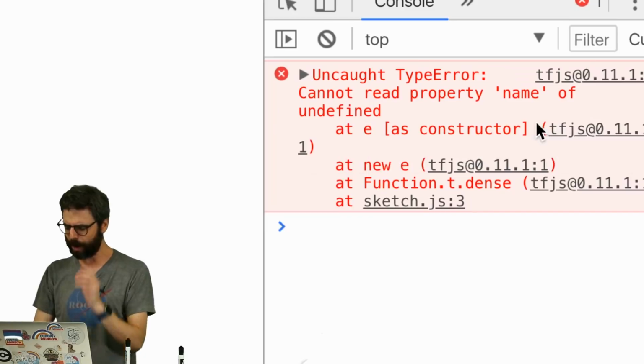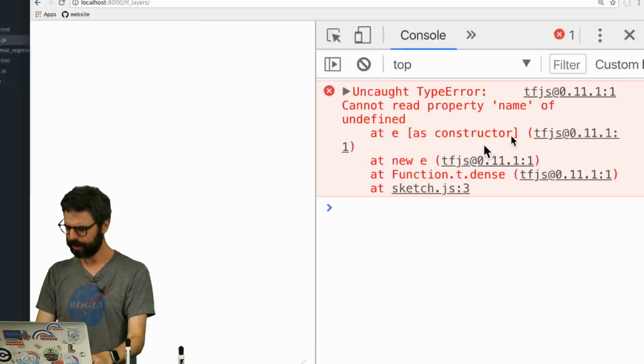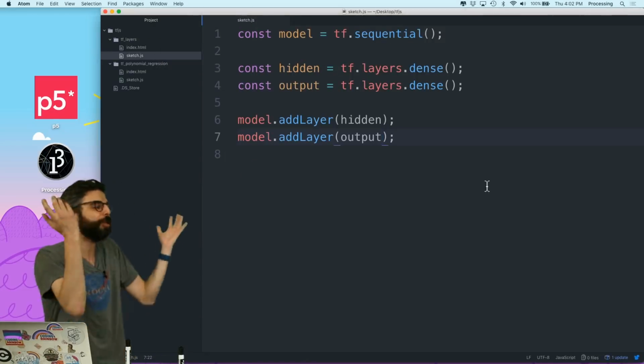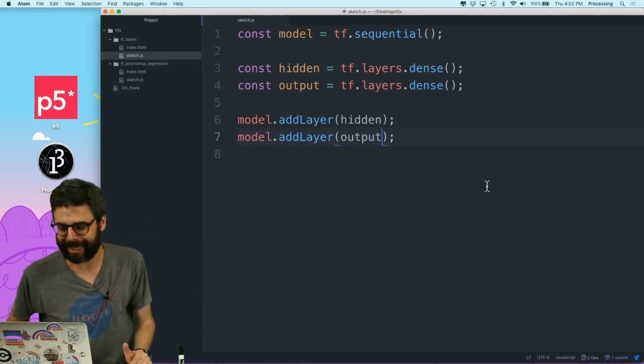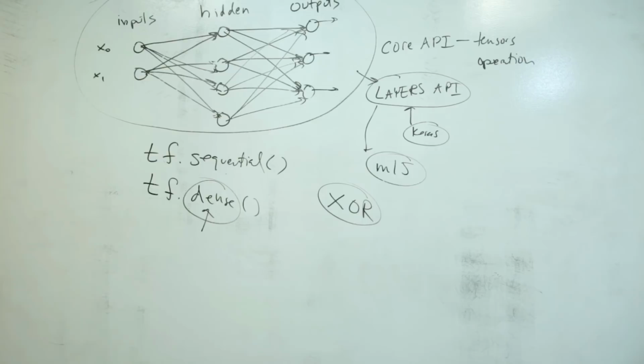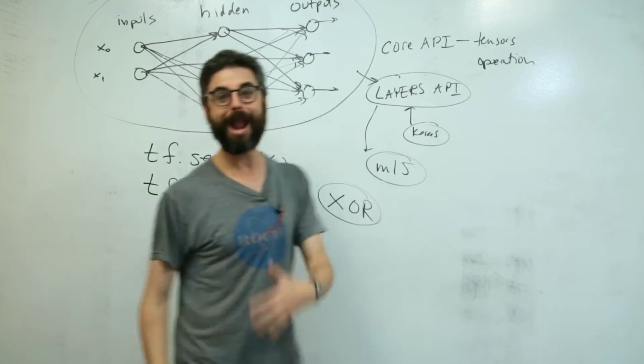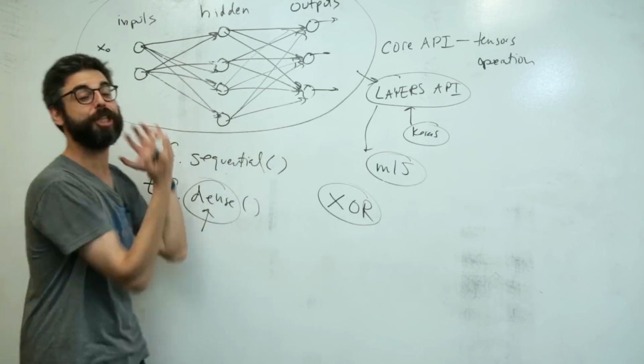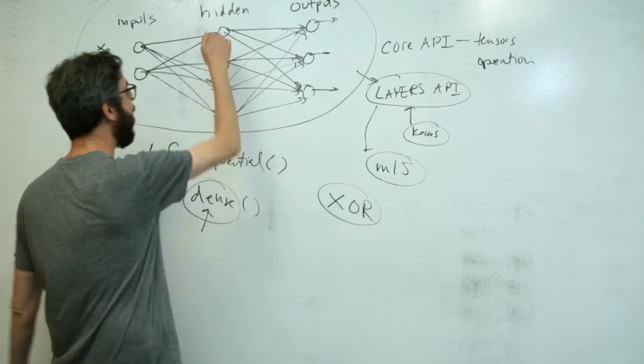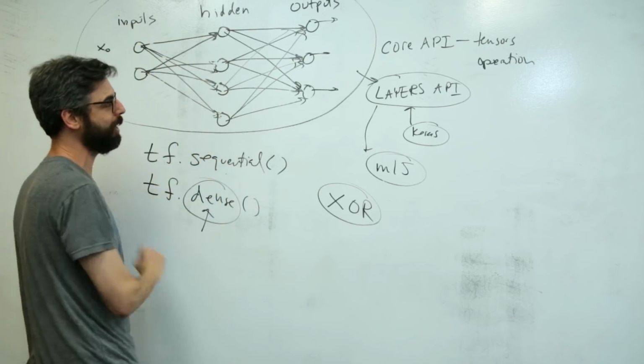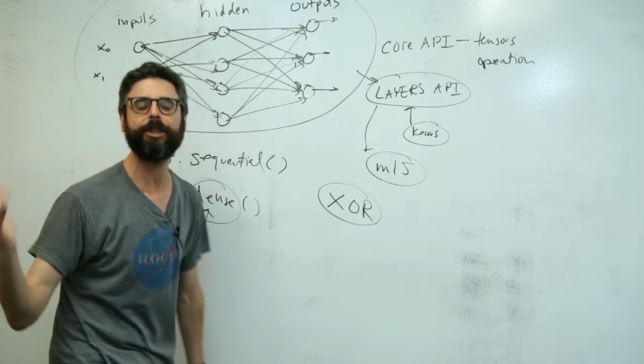So it cannot read property name of undefined. So, okay, who knows what that error is? But the thing that I'm really missing here is I need to be more specific. Like I need to say when I make a layer, what is the shape of that layer? In other words, how many nodes are there? What's the shape of the inputs? How is it connected? What activation function am I using?